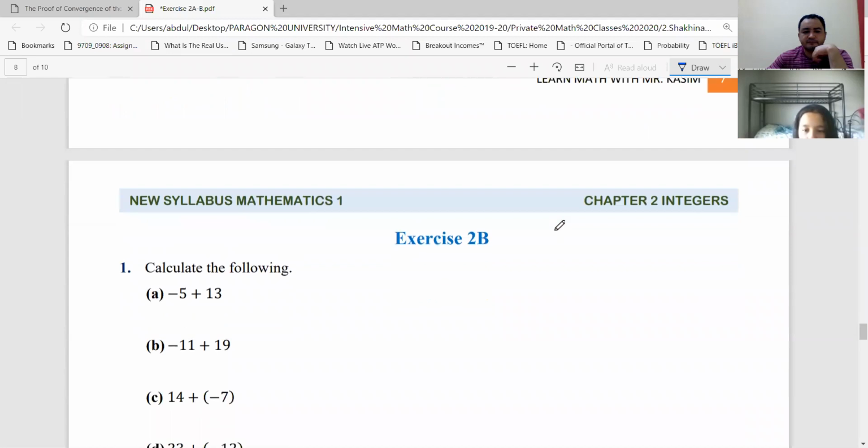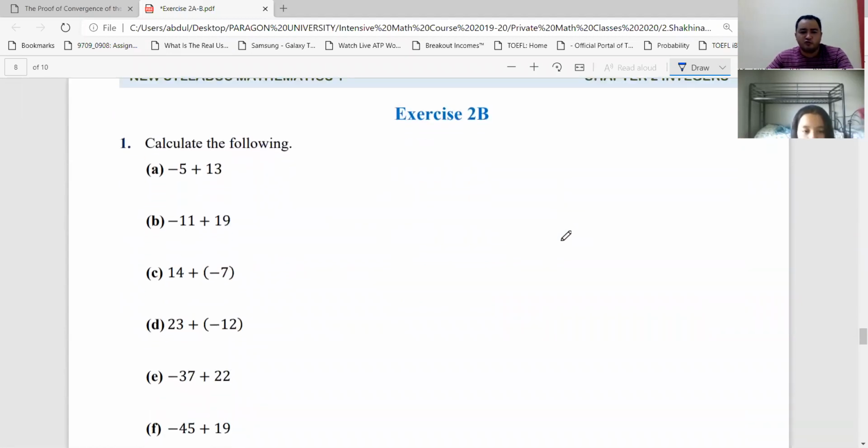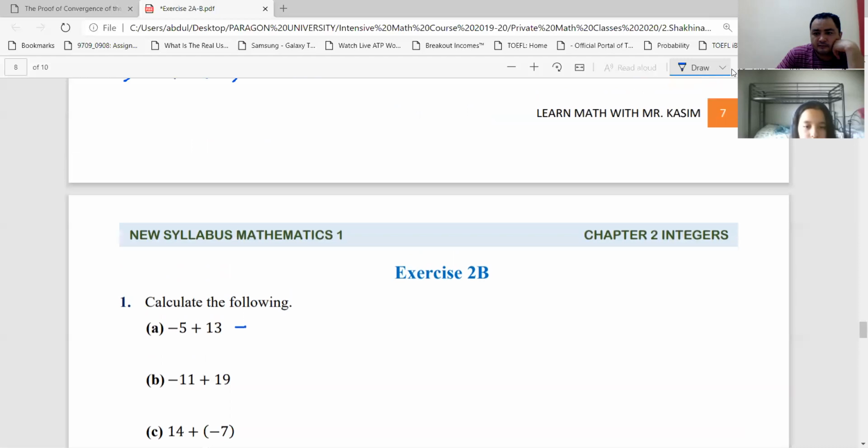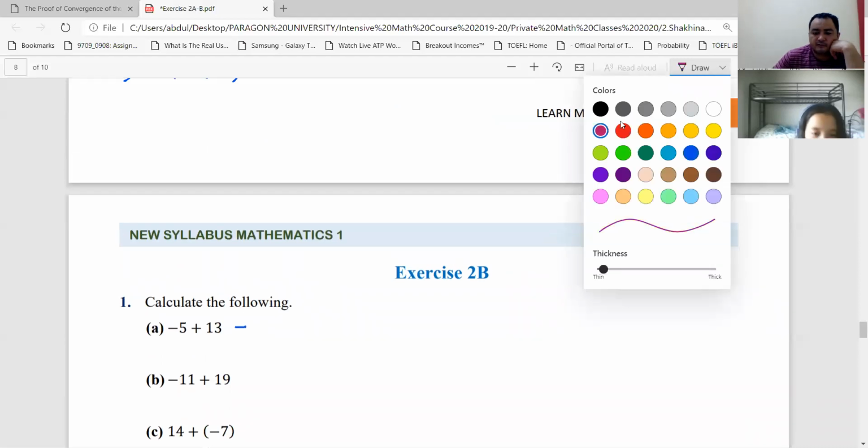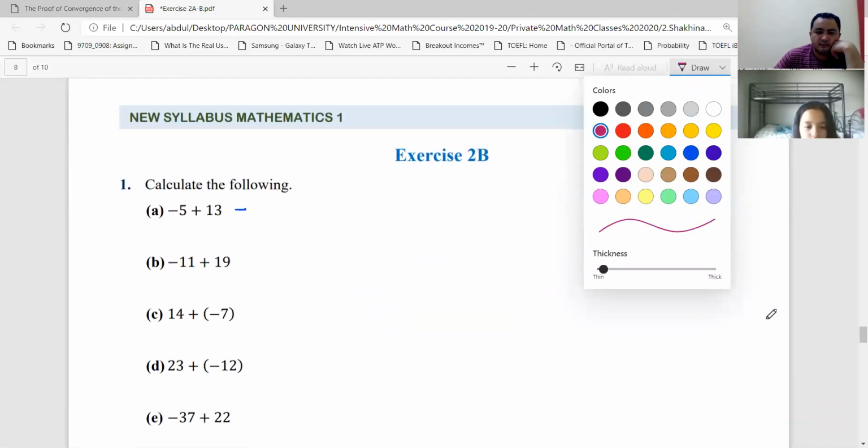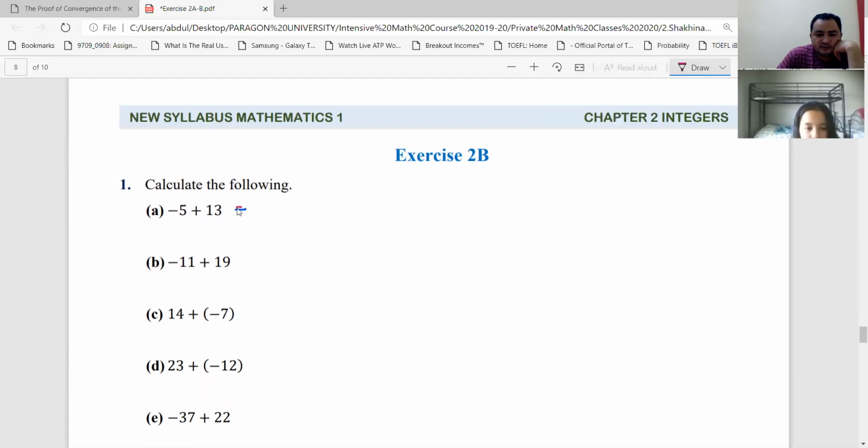Good. Okay, Shahina, now you should do it fast. You have no right to make any mistake. Very easy questions. Minus 5 plus 13. Negative 18. Think again. Wait.